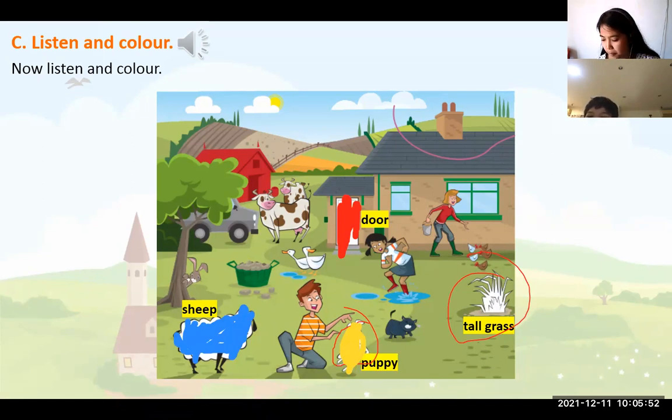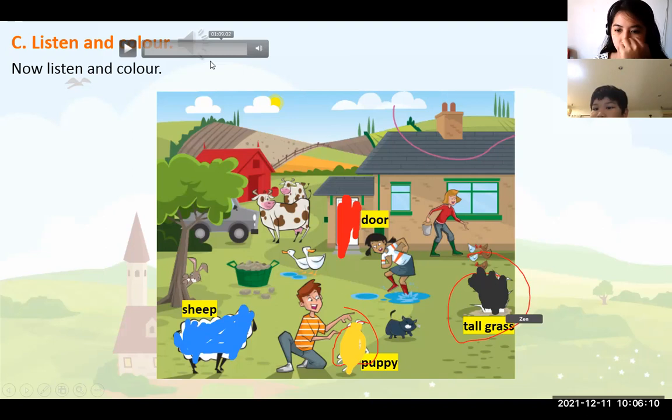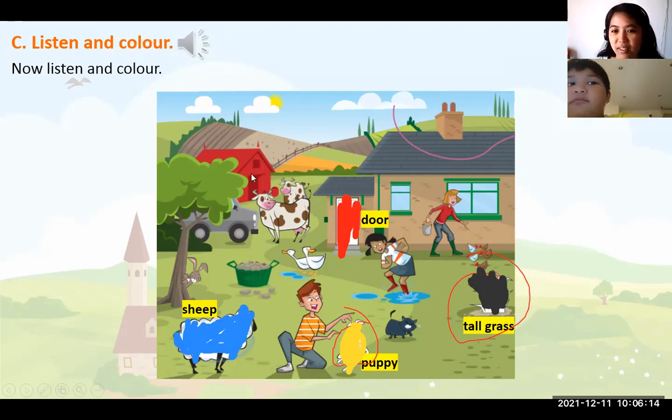I do not have purple. Okay, so would you like to listen again or no? I'm just gonna use black for purple. Yes, that would be okay, Zen. Yeah, it looked like purple a little bit.